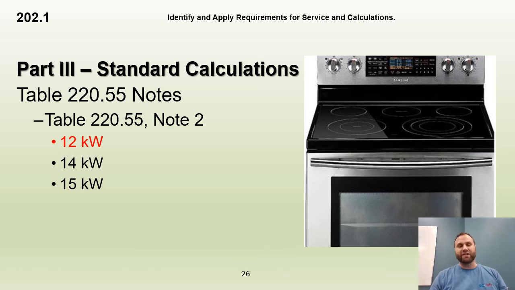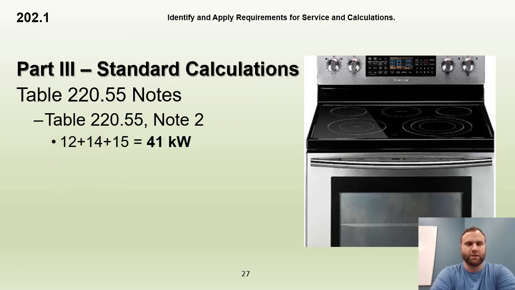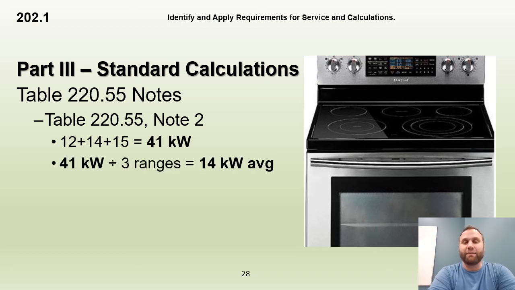So I take that 12 kW and then I add it to the rest. 12 plus 14 plus 15. Add those together, it gives me a total of 41 kilowatts. Now, in order to find my average, I have to divide that 41 kilowatts by the total number of ranges found on the service. And how many ranges do we have on the service? That's right, we have 3. So 41 divided by 3 ranges equals an average of 14 kilowatts. So I have 3 ranges averaged at 14 kilowatts each.